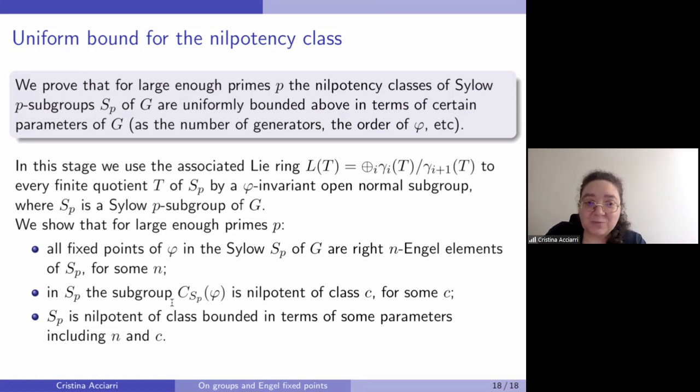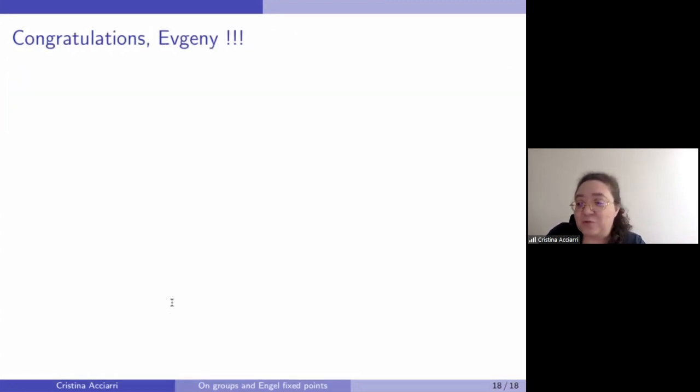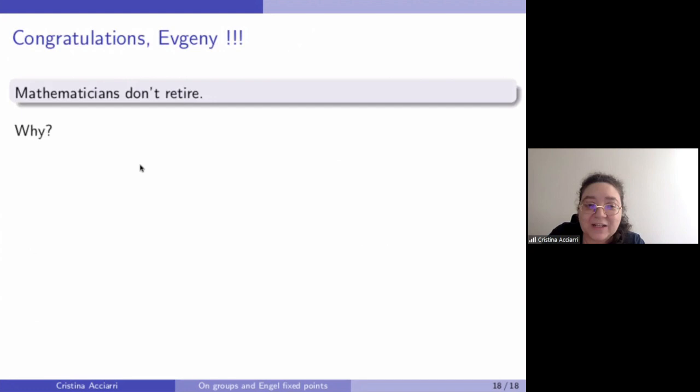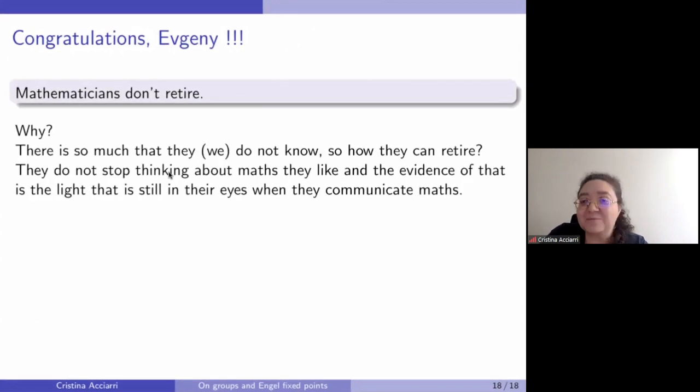So this is more or less what I wanted to say, but just let me take two minutes more just to say congratulations to Evgeny. It's really a pleasure to be here and celebrate your work and what you did in maths. Congratulations on the retirement, but let me say something obvious: don't retire. We know this, no? They don't retire, but why? Essentially because we know that there are so many things that we don't know. So how can we retire? We just need to keep thinking about mathematics.